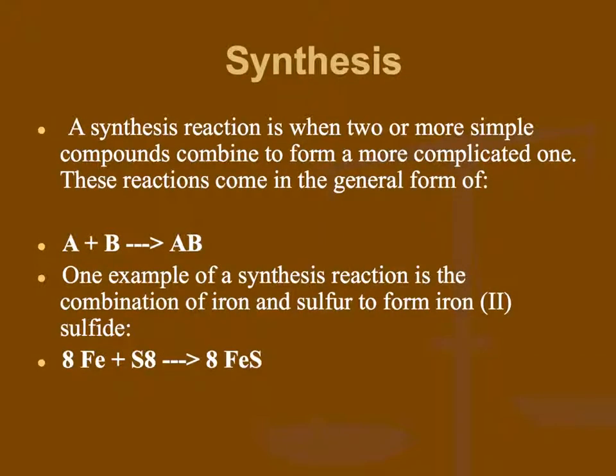A synthesis reaction is when 2 or more simple compounds combine together to form a more complicated compound. What we have is chemical A plus chemical B gives chemical AB. An example would be if we had iron plus sulfur, we would end up with iron sulfide. Here we have 2 individual elements coming together to make one more complex compound.